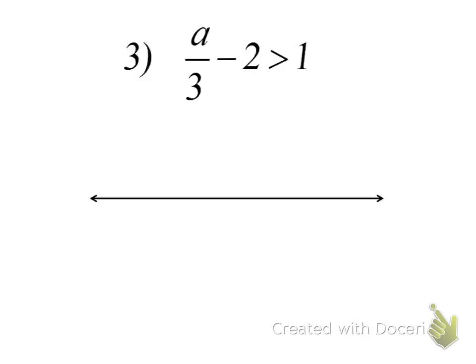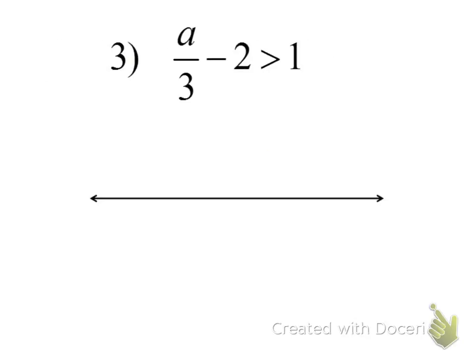All right. Here is number 3. All right, how should I start this one? Yes, we want to get rid of the adding and subtracting first, so I'm going to add 2. Add 2. That leaves me with a divided by 3, the 2's are gone, is greater than 3.